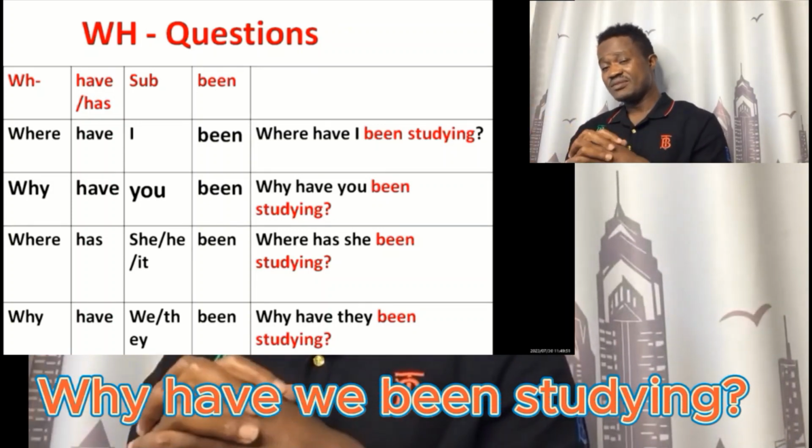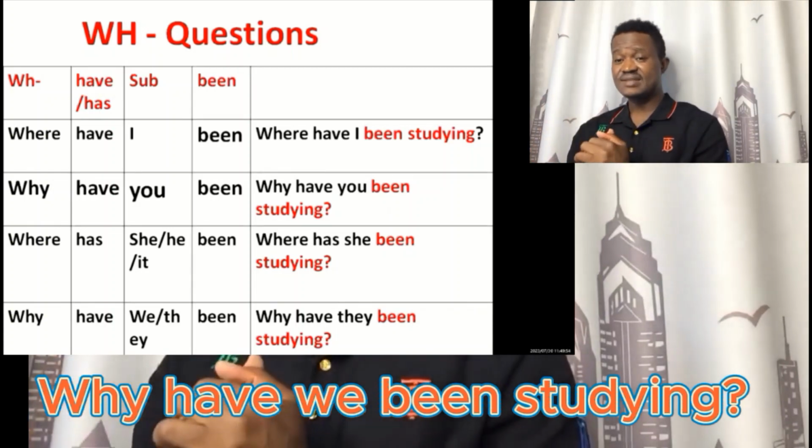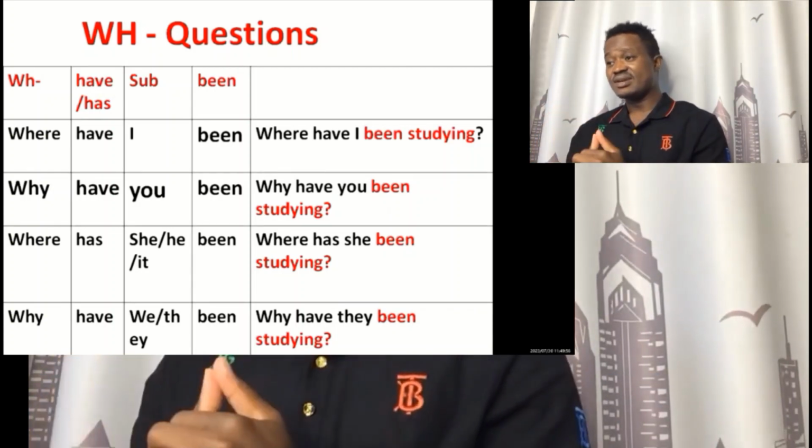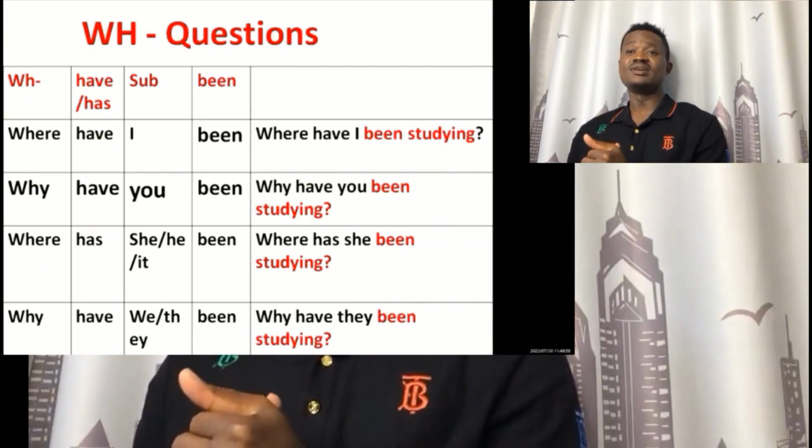So this is all about the formula for the present perfect progressive, or present perfect continuous tense. Okay, guys, you can comment and share my video. There's more.